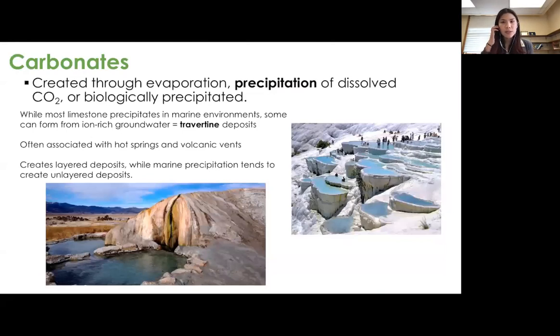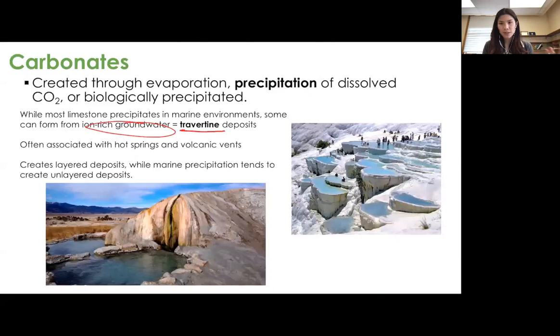So we can also get another type of precipitation environment, which is when we have groundwater that is rich in these dissolved ions. Rather than occurring in the open ocean, this would be occurring in smaller springs and things, and these tend to be springs that are associated with volcanic activity. So most of the limestone precipitates in marine environments, but some is forming through ion-rich groundwater. And this forms a specific type of carbonate called a travertine deposit.